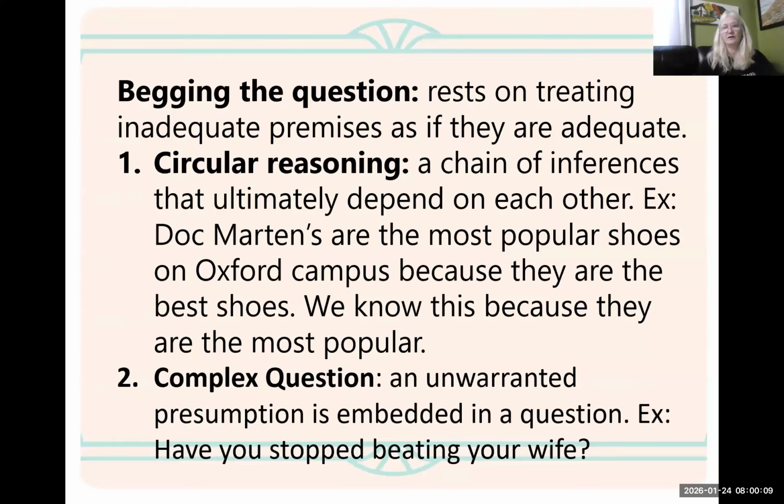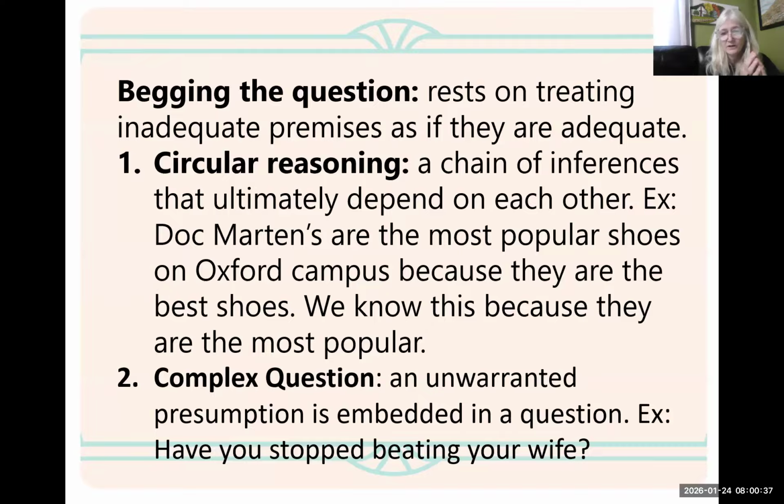Next is begging the question. This rests on treating inadequate premises as if they are adequate. You can have circular reasoning. This is when a chain of inferences ultimately depend on one another. For example, Doc Martens are the most popular shoes on Oxford campus because they are the best shoes. We know this because they are the most popular.